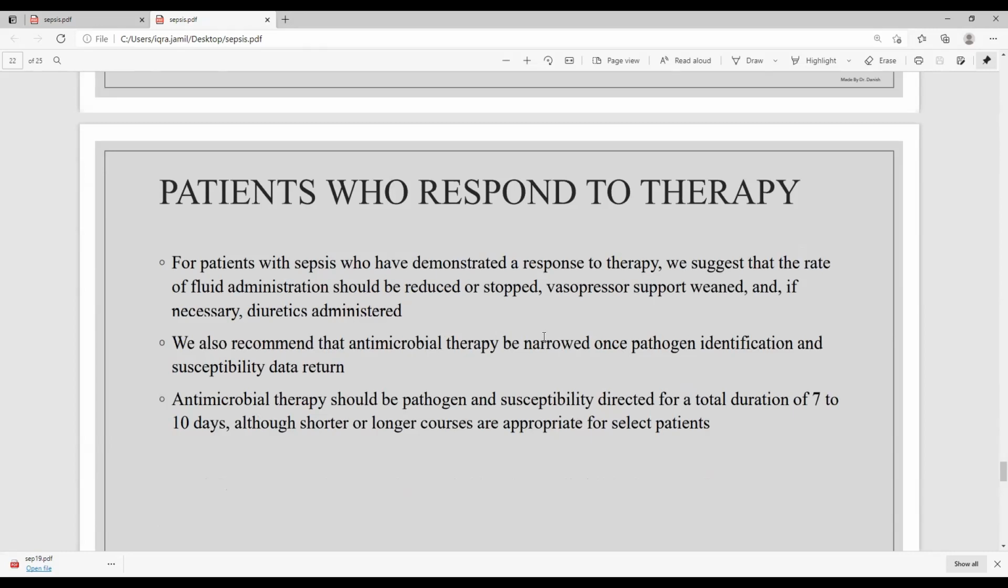Patients who respond to therapy. For patients with sepsis who have demonstrated a response to therapy, we suggest that the rate of fluid administration should be reduced or stopped, vasopressor support weaned, and if necessary, diuretics administered. For example, if the patient is overloaded and third spacing has developed, then diuretics are necessary. We also recommend that antimicrobial therapy be narrowed once pathogen identification and susceptibility data return. Antimicrobial therapy should be pathogen and susceptibility directed for a total duration of 7 to 10 days, although shorter or longer courses are appropriate for select patients.